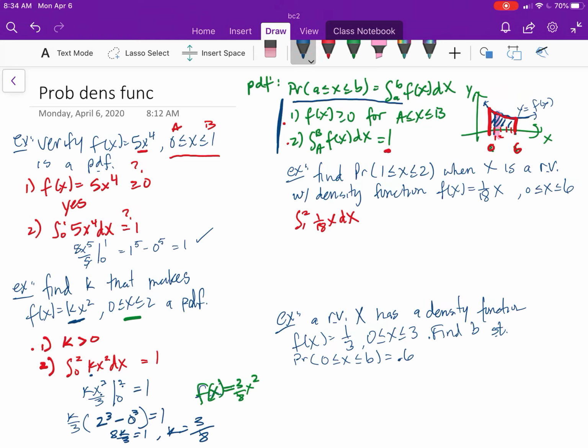Let's integrate. We get 1/18 x squared over 2 from 1 to 2. And we could just say 1/36, right? And then 2 squared minus 1 squared. So 4 minus 1 is 3. 3 times 1 over 36 is 1/12.